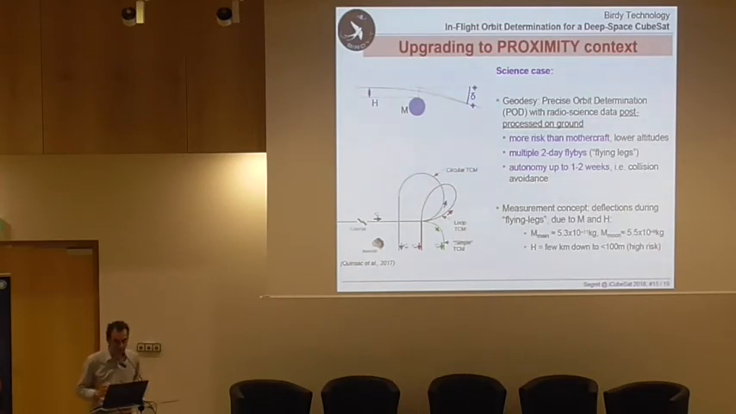So the target for the autonomous navigation here is just to avoid collision and to get autonomy for at least 1 to 2 weeks for the CubeSat, in order not to collide with the surface or with the other spacecraft that are operating. And then it could make multiple flybys, so multiple flying legs in the vicinity of this asteroid, to probe several latitudes. From the kind of deflections that can be measured by radio science from the ground, and other data that could be post-processed on ground, we expect to reconstruct the interior of the asteroid. So that's the space geodesy of the asteroid.